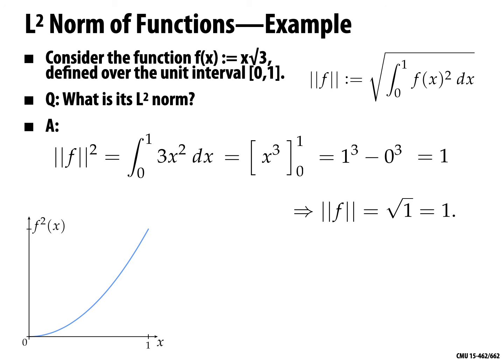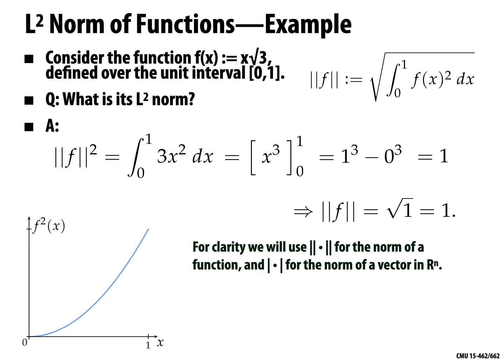By the way, just as a note on notation, for clarity, we're going to use double bars for the norm of a function and single bars for the norm of a vector in Rn. The reason for that is, especially in graphics, you often have functions that are defined in terms of vectors in Rn. So you could have a function that involves the norm of a vector in Rn and then be trying to take the norm of that function. And just to keep things somewhat sane, you want to distinguish between taking the norm of a function and taking the norm of an ordinary vector. Okay? So there you go.